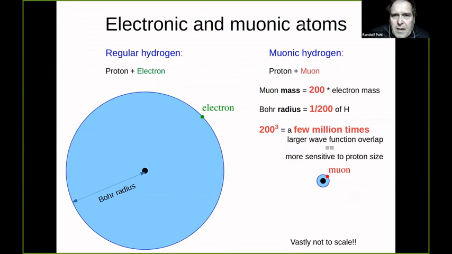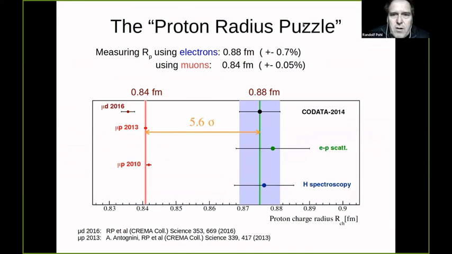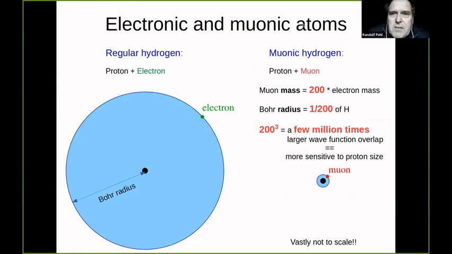And the reason why our error bar is so much smaller is, of course, that the muon's mass is 200 times that of the electron. And so this picture is vastly not to scale, because the Bohr radius in muonic hydrogen is 200 times smaller than in normal hydrogen. And the finite nuclear size effects and all nuclear properties show up with the 200 to the third power, which is a few million times enhanced in muonic atoms. So muonic atoms are indeed the ideal probe for nuclear properties, I would claim.